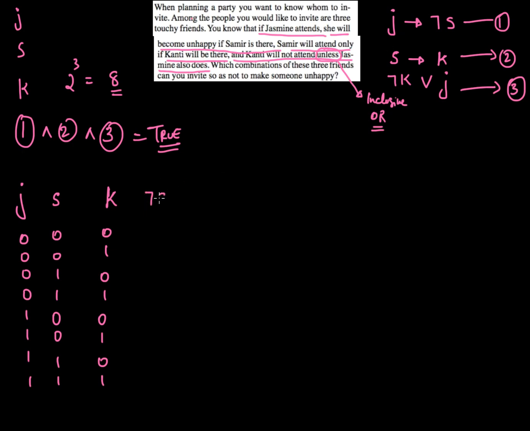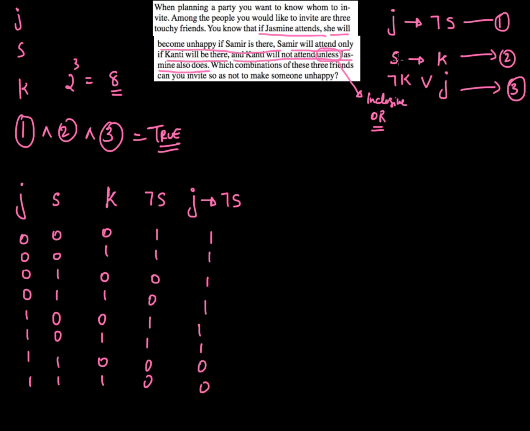So let's also get not S here, which is 1, 1, 0, 0, 1, 1, 0, 0. And then finally, I'm looking at if J, then not S. And I'm looking at column 1 and column 4 here, which will mean this is going to become 1 1 1 1 1 1 0 0.